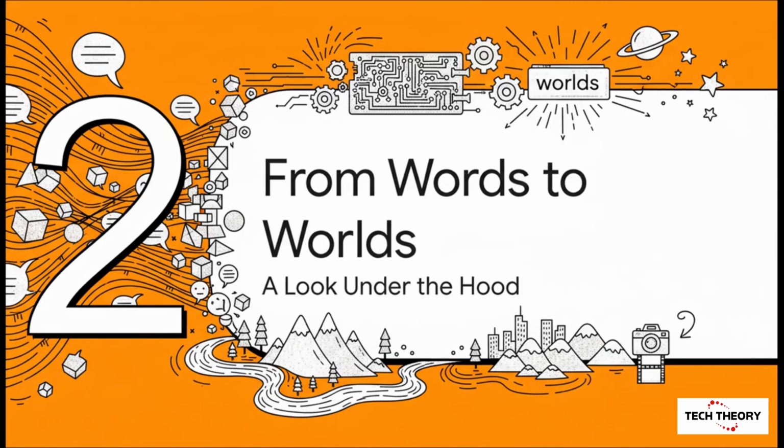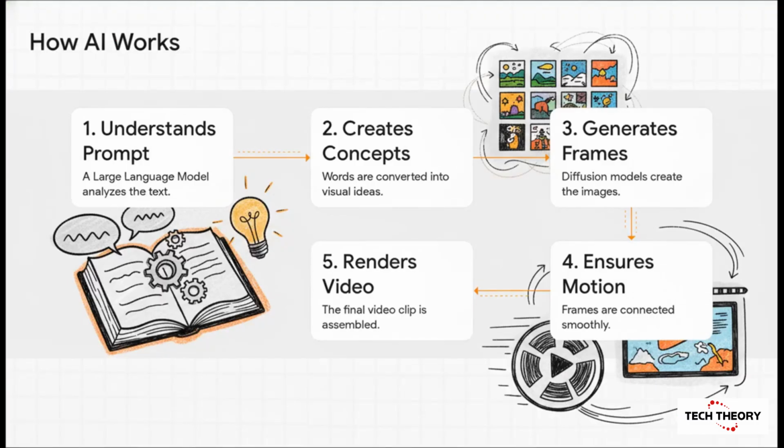That all sounds pretty amazing, right? But how does it actually work? Let's pop the hood and take a simple look at how these AIs are able to go from just words to creating entire moving worlds. It really boils down to a 5-step process that's both super elegant and incredibly complex.